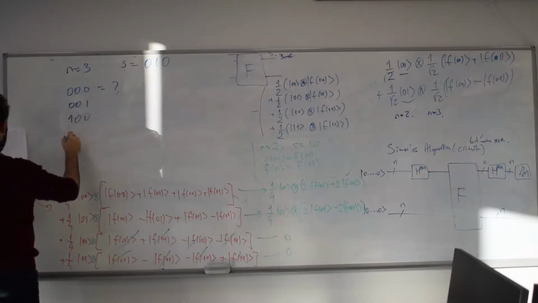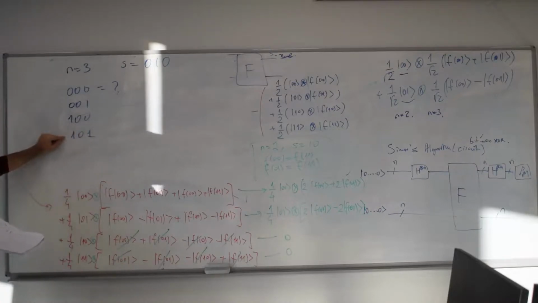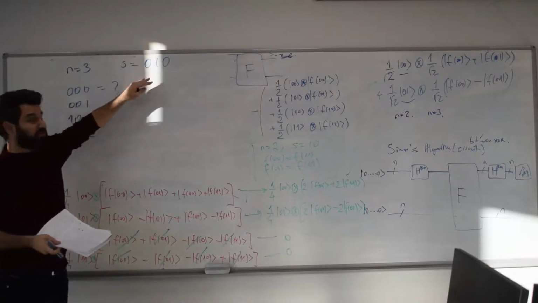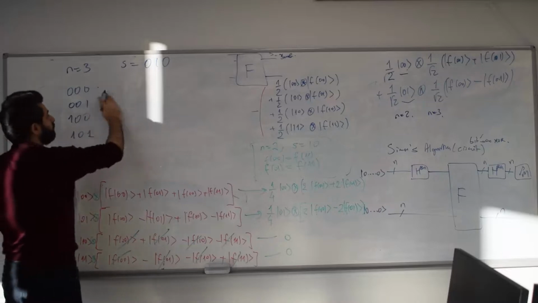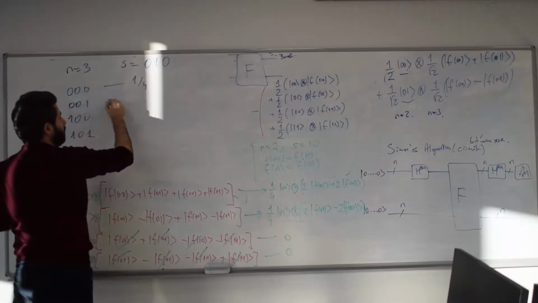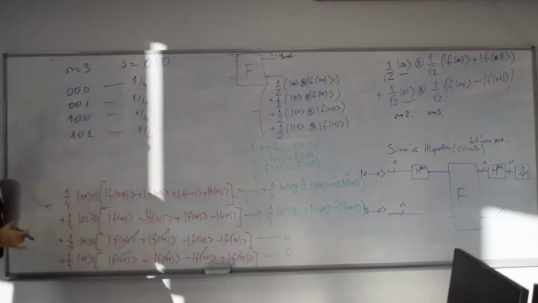And of course, finally, we have 1, 0, 1. These are all potential inputs that give us a dot product of 0. So these are going to appear at the output of the measurement, and each happens with 1/4 probability. This is 1/4, this is 1/4, 1/4, and this is 1/4.